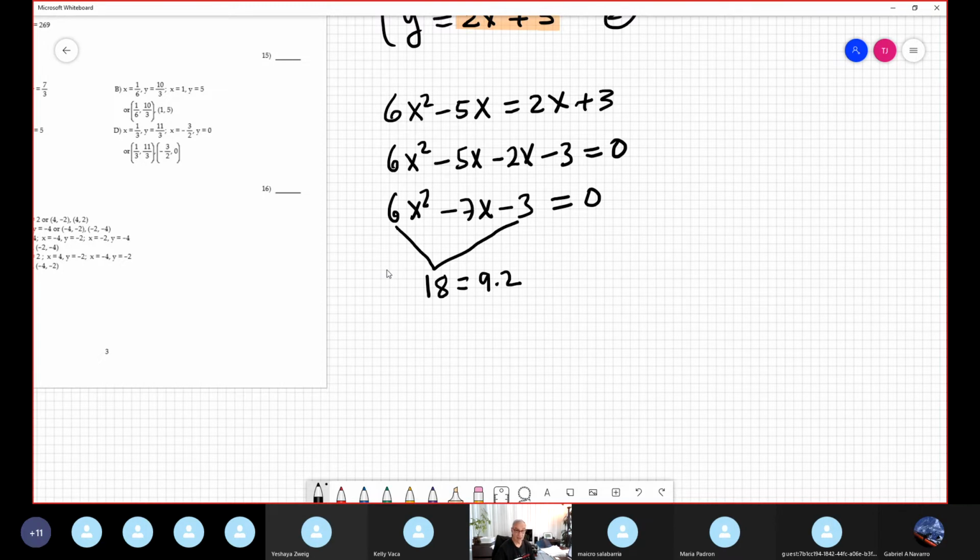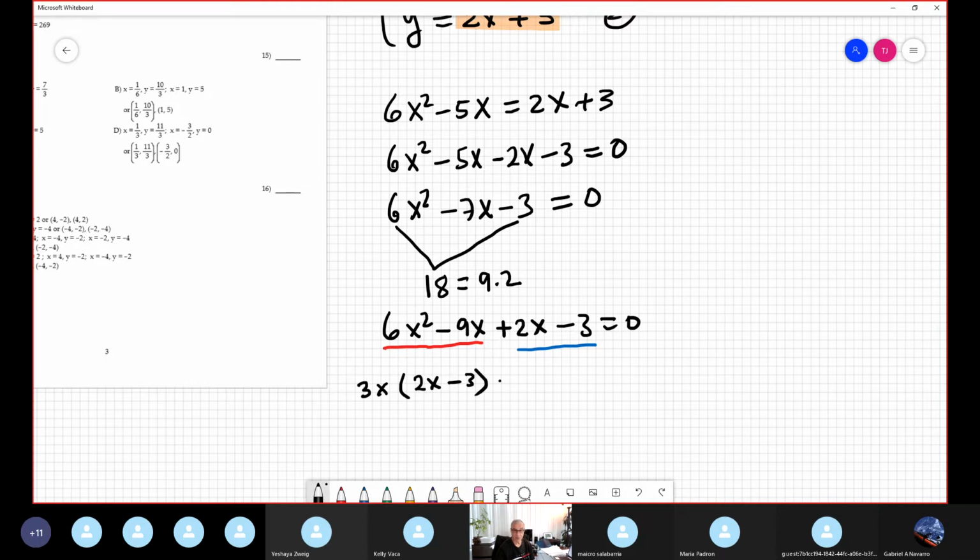And so you split that guy: 6x squared minus 9x plus 2x, because 9 and 2 together, and with this sign, I put intentionally, is equivalent to the original. And factorization by grouping: this couple red color, this couple blue color. The common factor in the red color is 3x, and we have 2x minus 3. The common factor in the blue color is nothing, and nothing is 1.